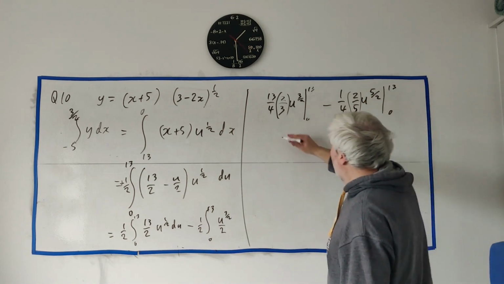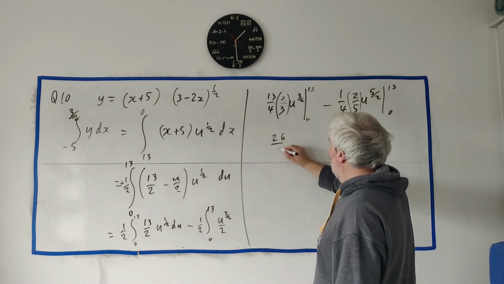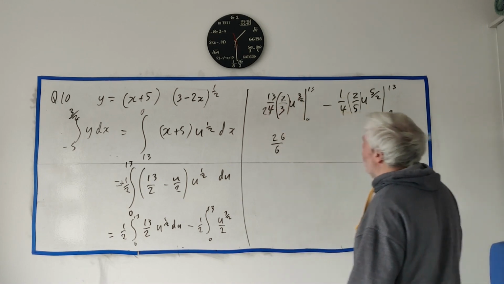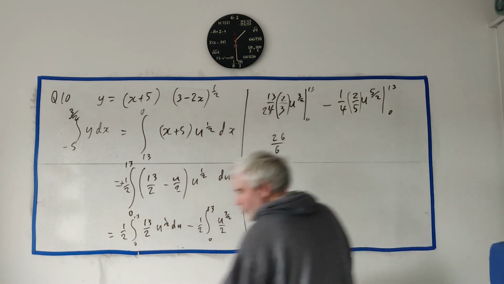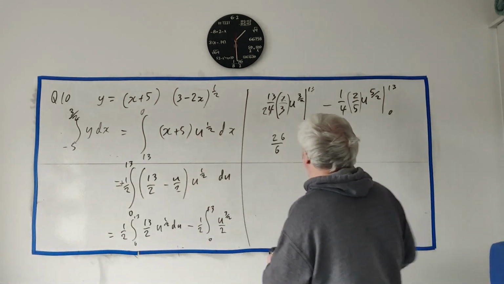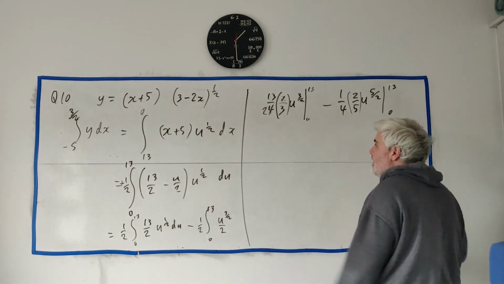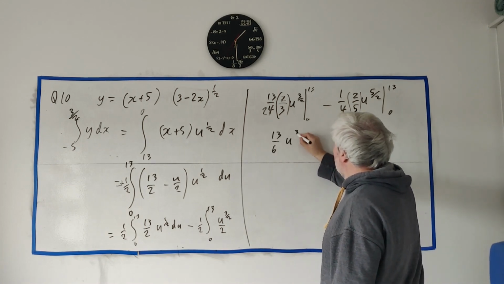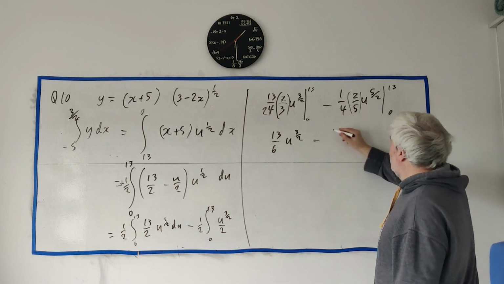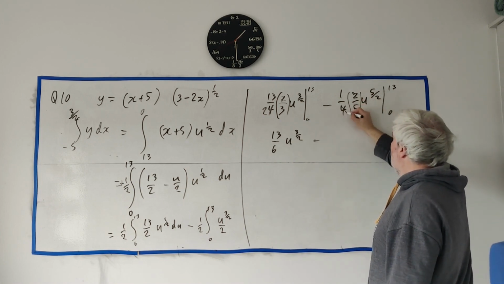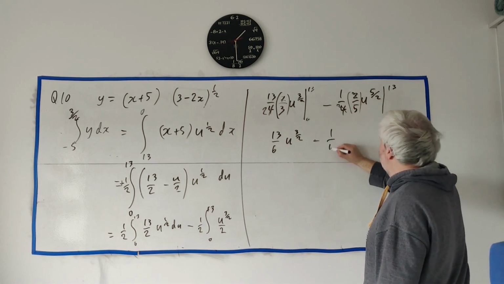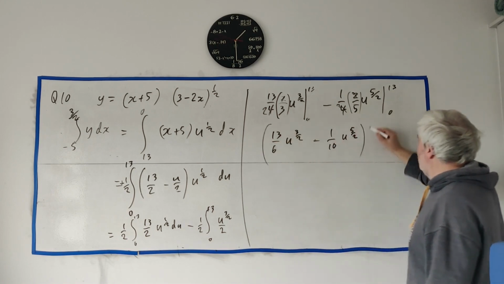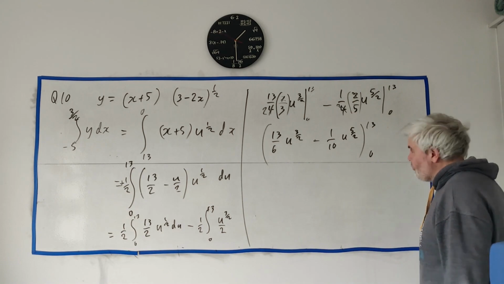Let's clean all that up. We got 26 over 6. Sorry, we don't need to do that. The 2 goes in 2 times. 13 over 6. Or, yeah, okay, the 6 was wrong anyway. It should have been 26 over 12. So 13 over 6, u to the 3 over 2. Minus, 2 goes in, 1 over 10, u to the 5 over 2. And all of this is evaluated 13 to 0.